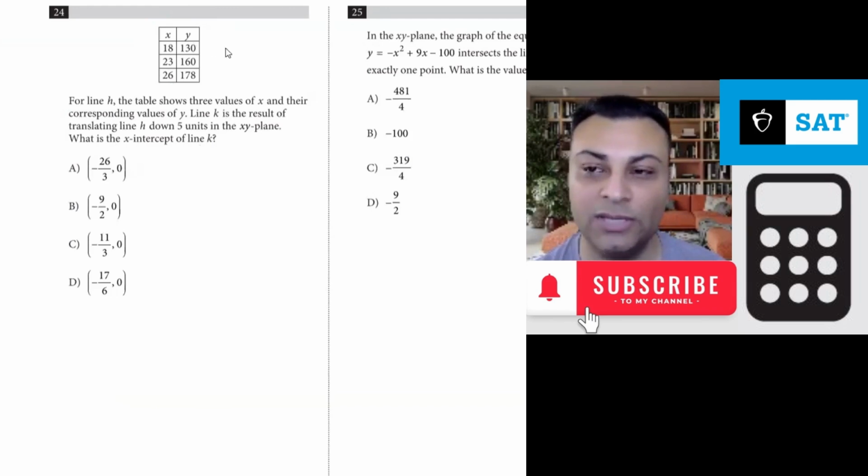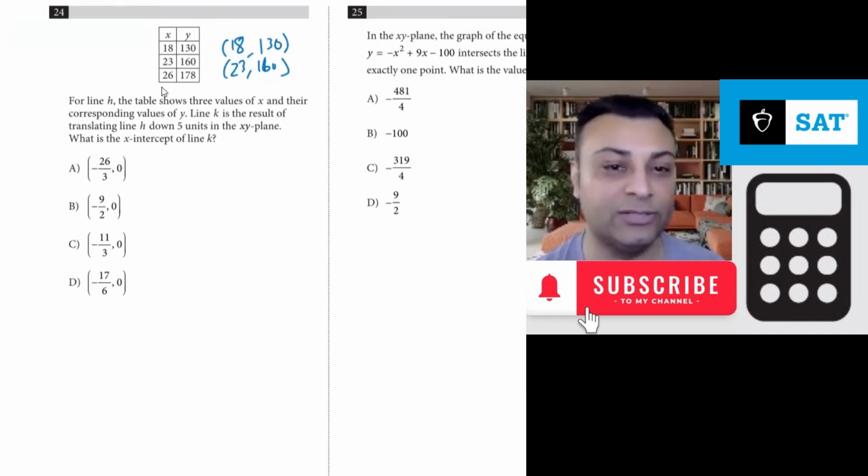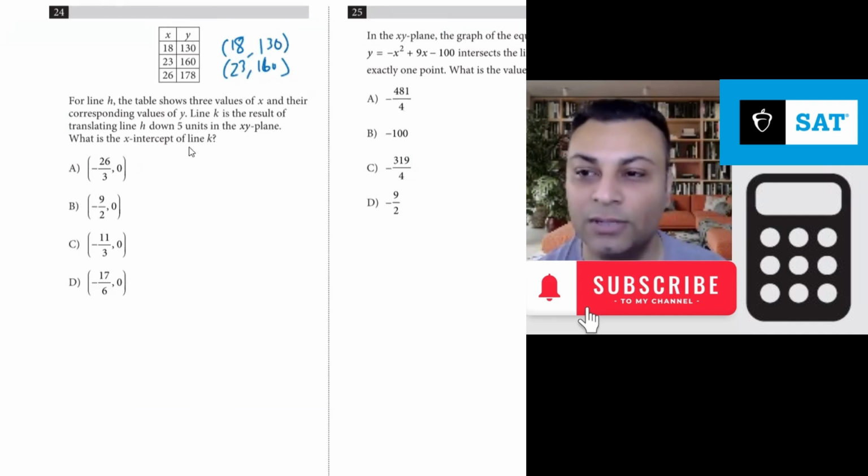We're given some points. These are coordinates. These are ordered pairs. This is 18, 130. This is 23, 160, and so on. And we just need 2 points. We don't really need the third one. We just need any 2. So I'll use the first 2.